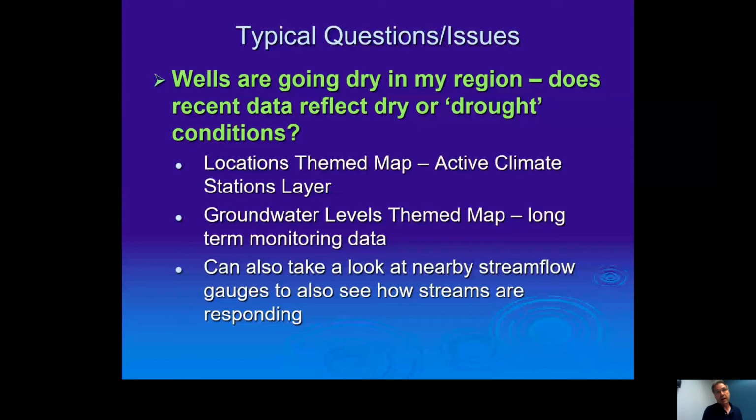Another question that comes up often: wells are going dry in a certain area, and can we use the database or the website to look at recent data and how it might reflect drought conditions? You could turn to the location themed map and look for active climate stations and take a look at the climate data. You could turn to the groundwater levels map again, looking at long-term monitoring data, to see if the groundwater levels are showing a decline. And you could also take a look at nearby stream flows and see if the streams are also reflecting a low water condition.